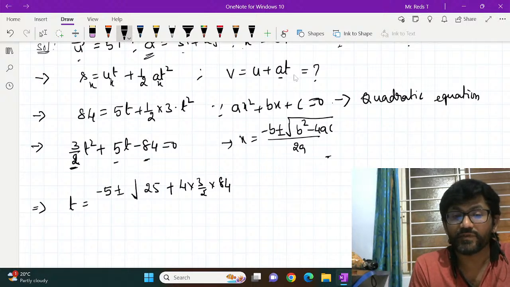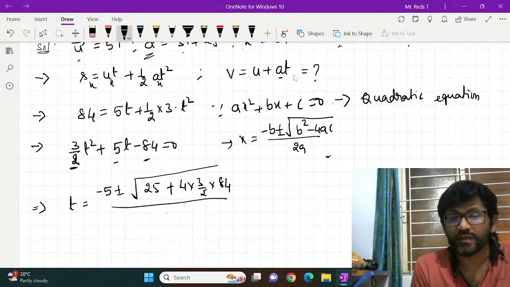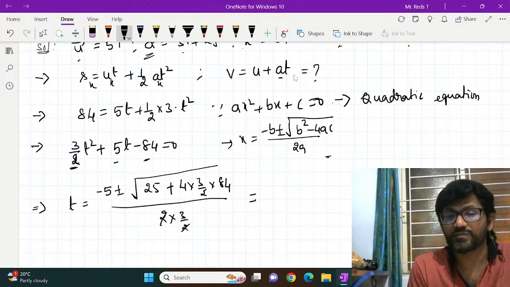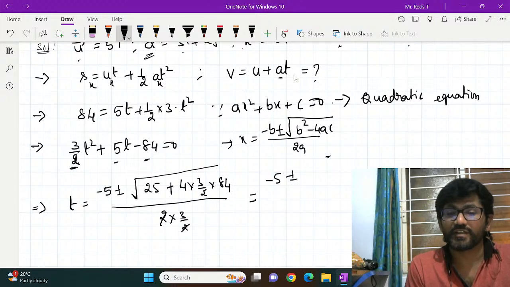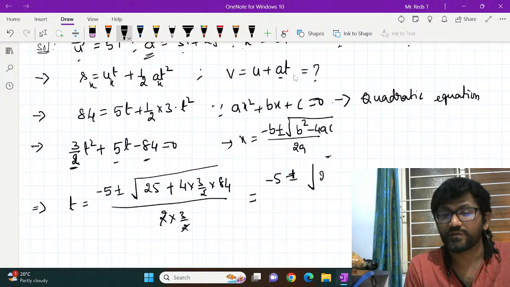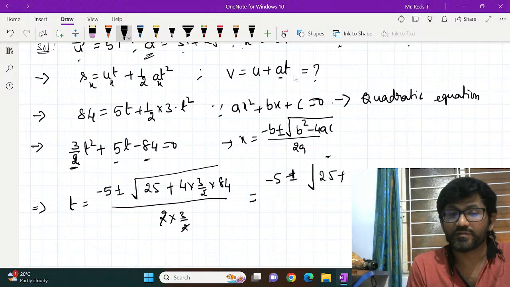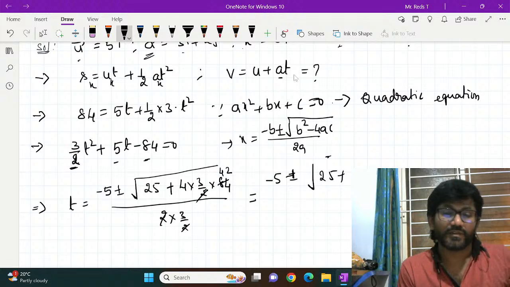You have to be very, very careful about these signs. Divided by 2a. 2 into a, which is 3 by 2: 2 cancels, 3 remains here. Then if you simplify further, you get minus 5 plus or minus, but usually time should be positive always, so you have to take the positive term. So plus square root of 25 plus, this is 3 by 2, 2 ones 2, 4 2s are 42. So 4 threes are 12, 12 into 42.